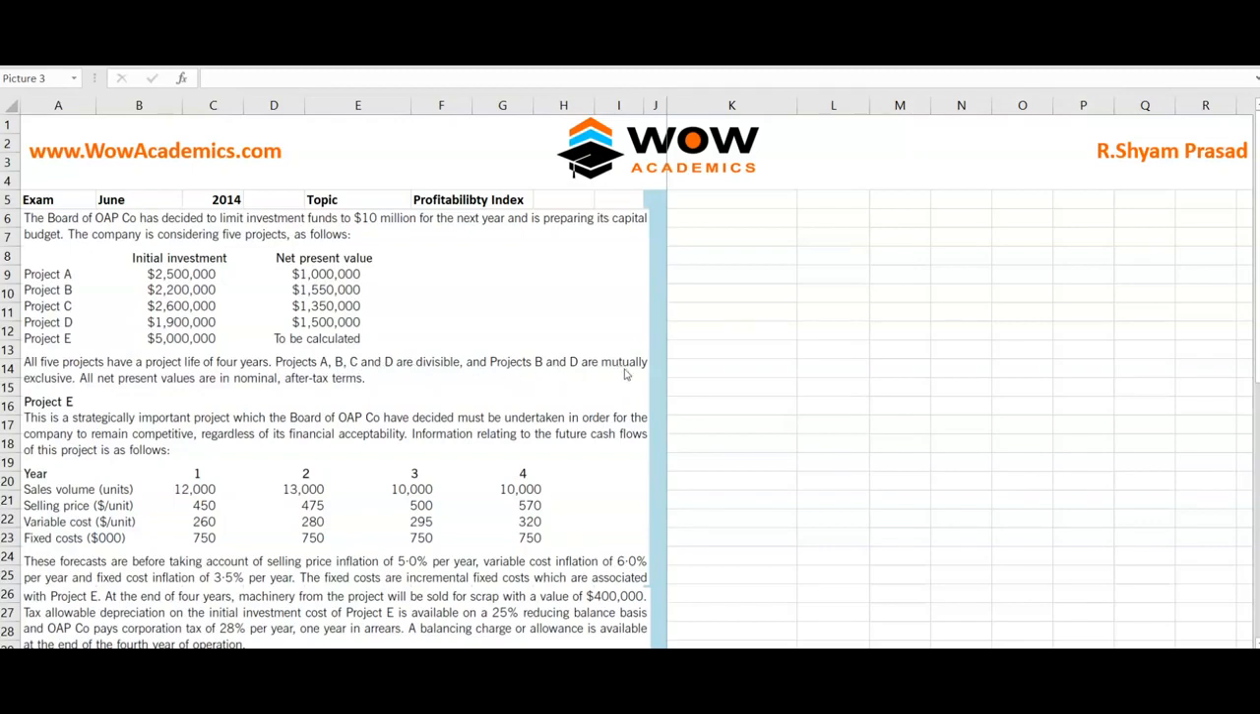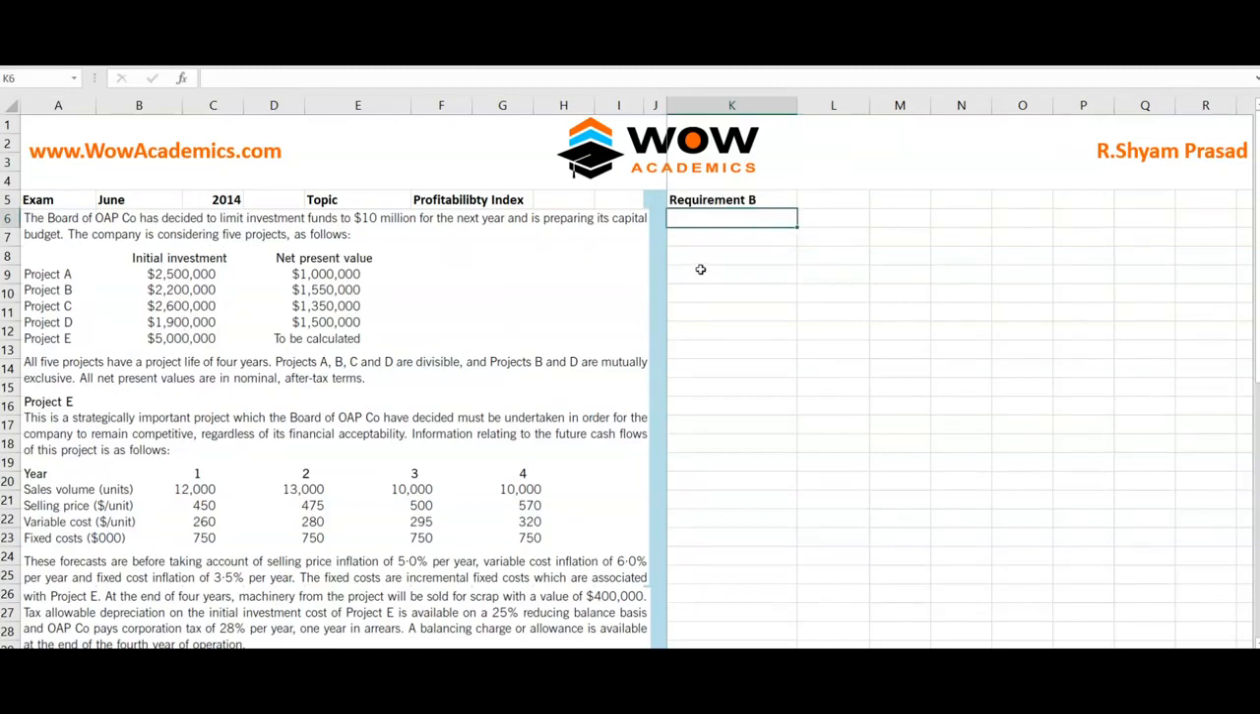And projects B and D are mutually exclusive. That is, if you select B, you can't select D, and if you select D, you can't select B. So they are mutually exclusive. All net present values are in nominal after tax terms. That is, all the NPVs are in equal terms here. Okay, so they have been calculated using a common method. So now our job is to find out which project to invest in and which we should not invest in.